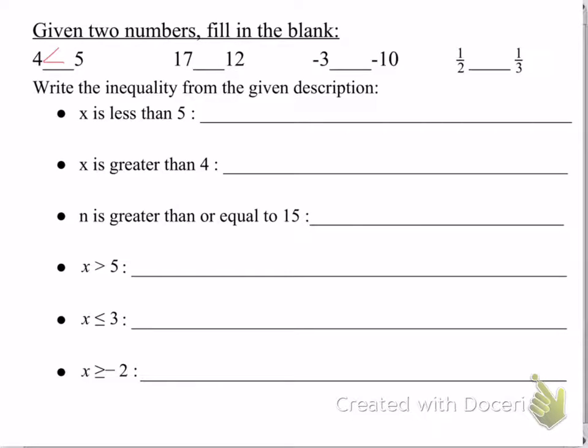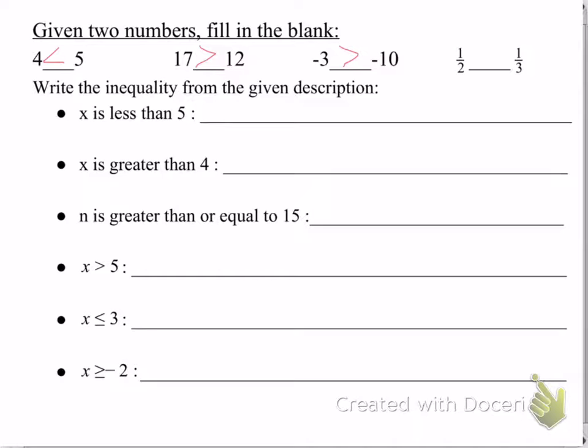Okay, for our second one, we have 17 and 12. Well, we know that 17 is much bigger than 12, so we're filling in that blank. Our third one, we've got -3 and -10. Well, -3 is definitely the bigger number. -3 is the bigger number because it's closer to 0.